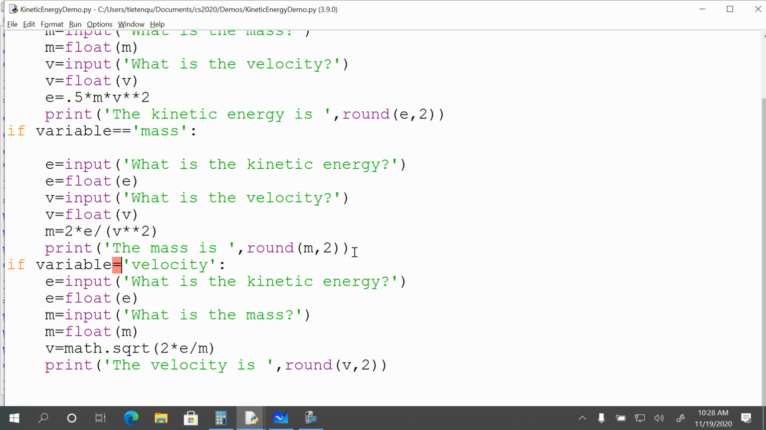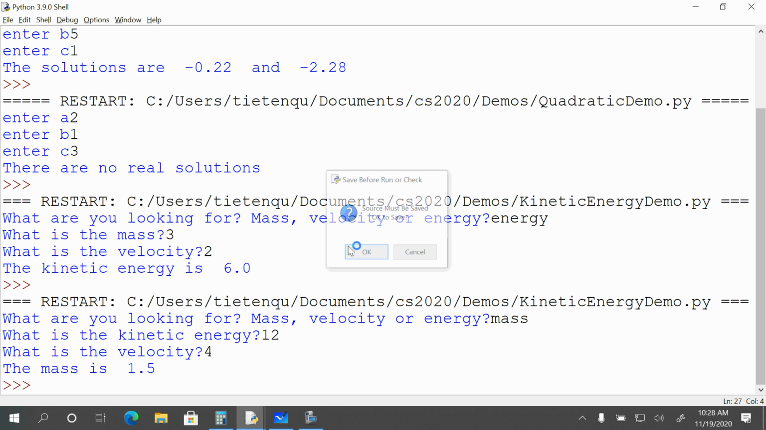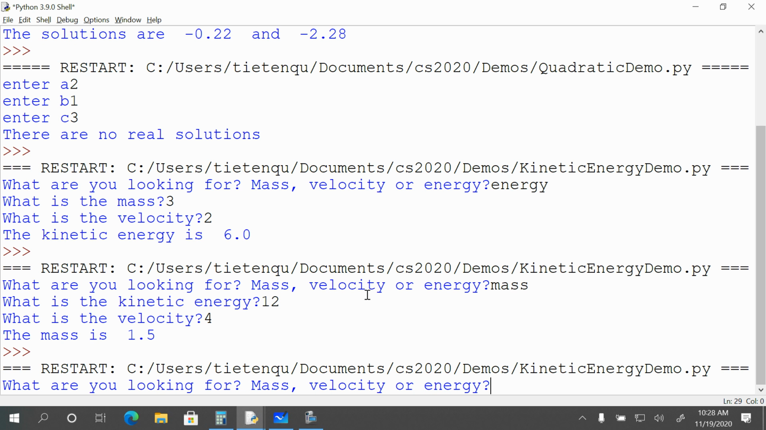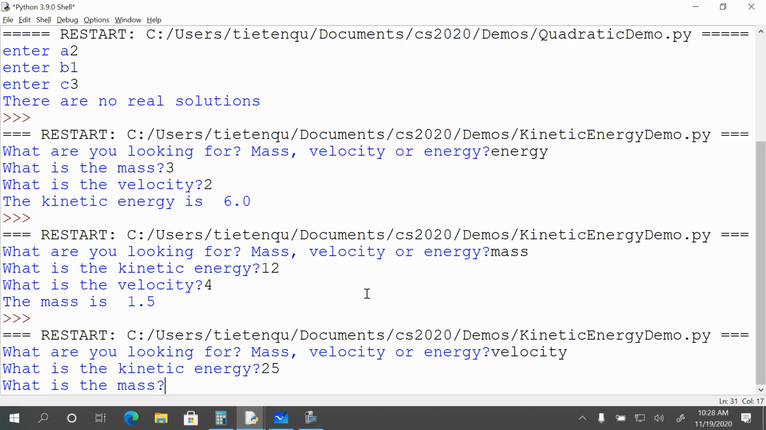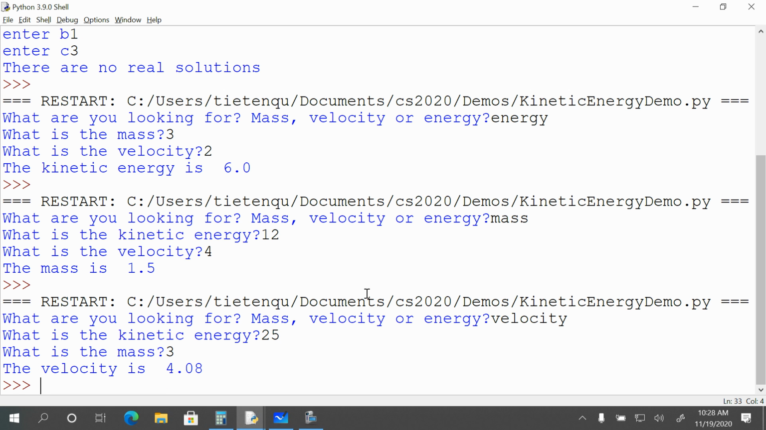Oh, made an error here. Remember, when you're checking with an if statement to see if something's equal to something else, you need a double equal sign. So what am I looking for? Let's say I'm looking for velocity. So what is the kinetic energy? Let's say the kinetic energy is 25 and the mass is 3. Then my velocity must be 4.08.